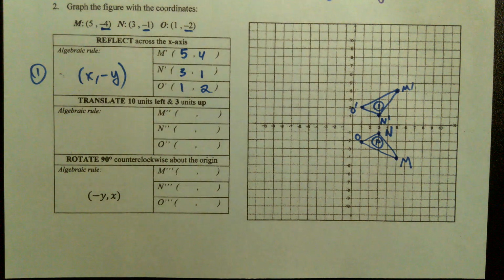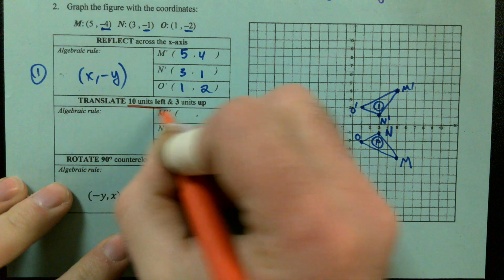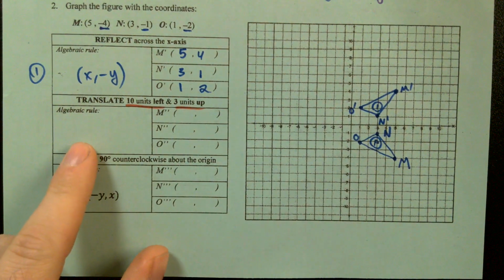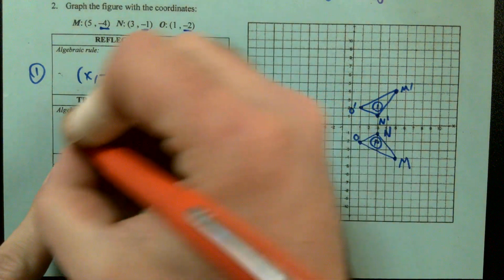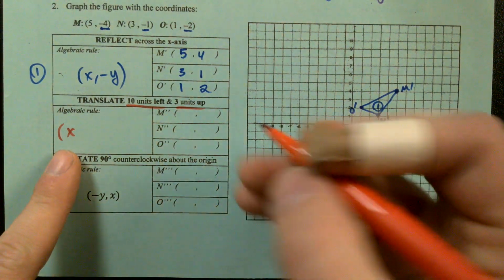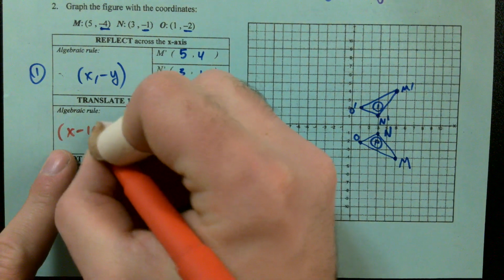All right, there's my reflection. The next one we're going to do is a what? Translation. Now, if I'm going 10 to the left and 3 up, what's my rule going to look like? Alyssa, what'd you say? x minus what? 10. And then, Alicia, what's the second half? Plus 3.